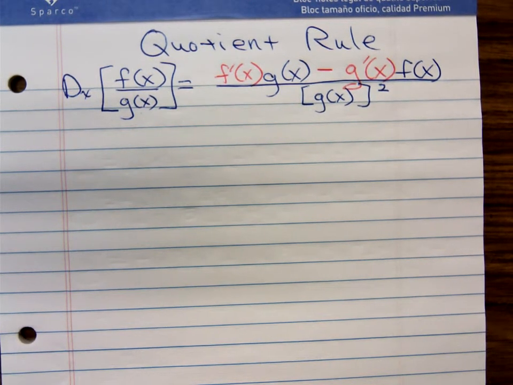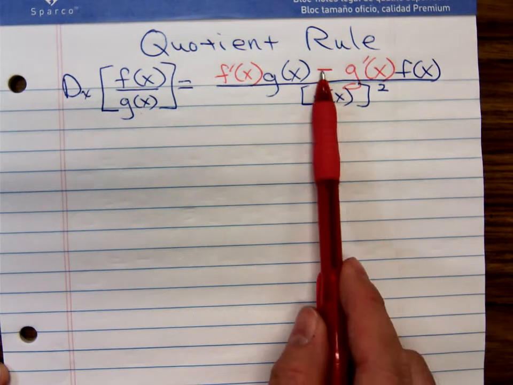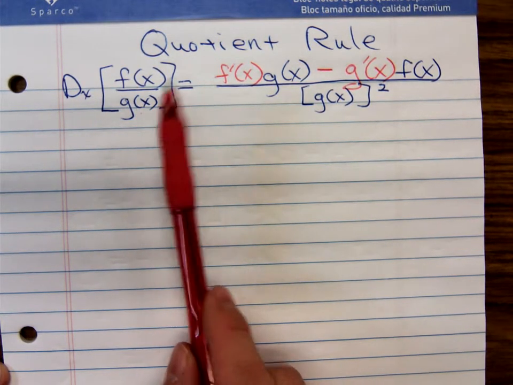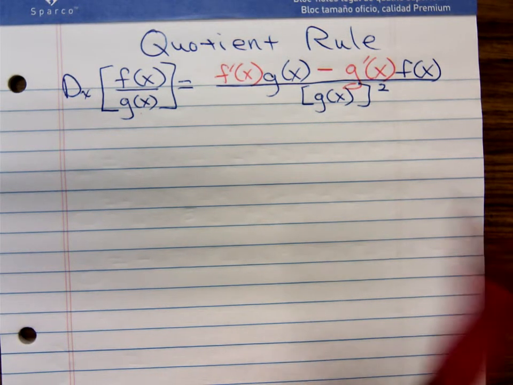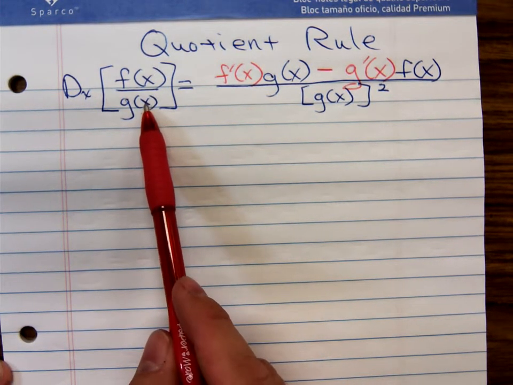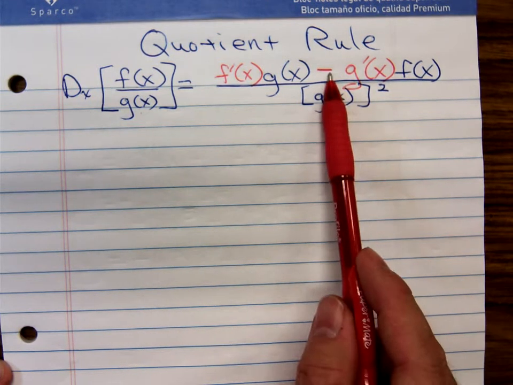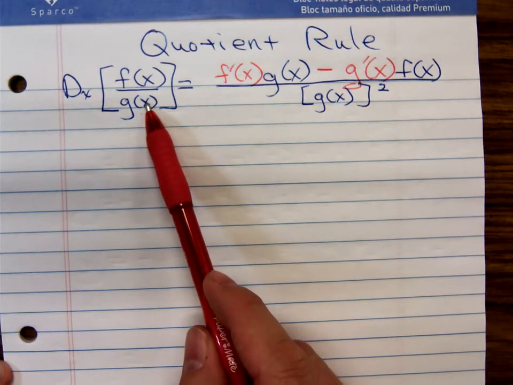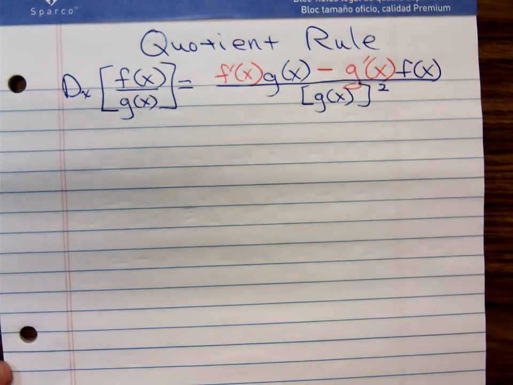It's the derivative of the top times the bottom minus the derivative of the bottom times the top. I'm going to use the terminology I used with the product rule. Remember, with the product rule I would say the first and the second. So it's the derivative of the first times the second, but instead of a plus in the product rule we have a minus the derivative of the second times the first. So the numerator looks an awful lot like the product rule, with the exception of that minus there.